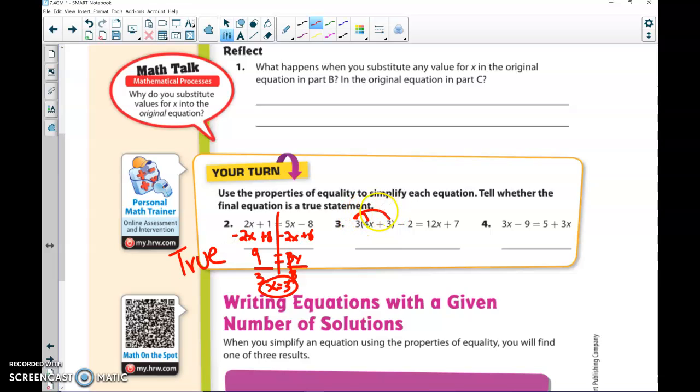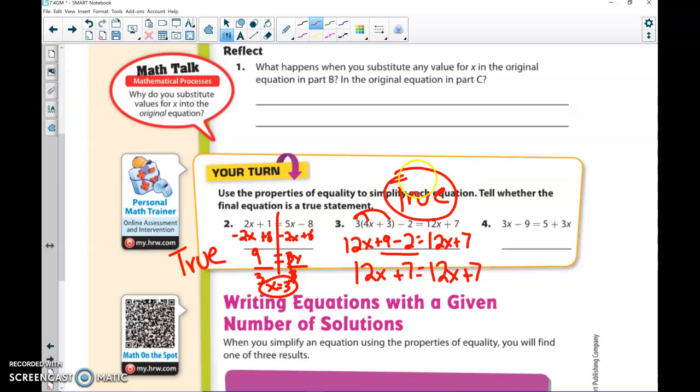All right, same thing here. We're going to end up distributing first. So I get 12x. 3 times 3 is 9, minus 2. And then on the right side, it's already simplified for us. 12x plus 7. And then I have that 9 minus 2 I need to take care of first. And 9 minus 2 is 7. And again, like I said on the last problem, most of us could probably stop here and realize they're the same. 12x plus 7 does equal 12x plus 7. So it is absolutely true.